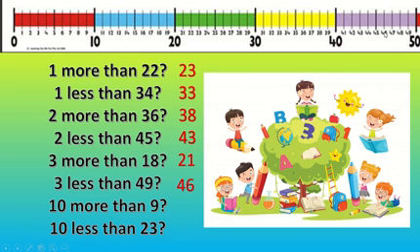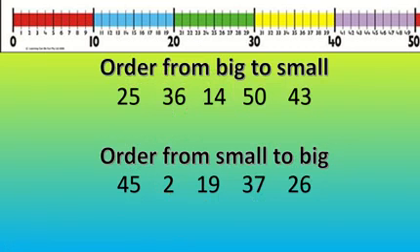It is 46. 10 more than 9? More means we have to go to the right, so we go to 9, we take 10 steps to the right. 1, 2, 3, 4, 5, 6, 7, 8, 9, 10. 10 more than 9 is 19. 10 less than 23, less means we have to go to the left. So we find 23 and we go 10 left, 1, 2, 3, 4, 5, 6, 7, 8, 9, 10. It is 13.